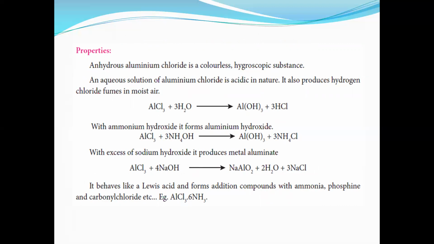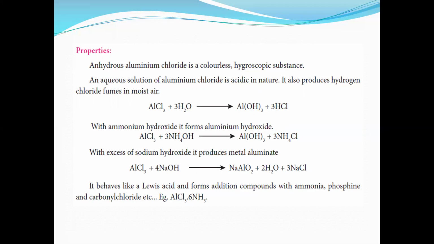So an aqueous solution of aluminum chloride is acidic in nature. It produces hydrogen chloride fumes in moisture. So when aluminum trichloride is mixed with water, the compound is acidic in nature, and it also produces hydrogen chloride fumes in the moisture.